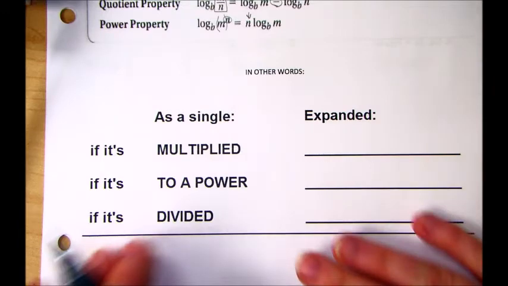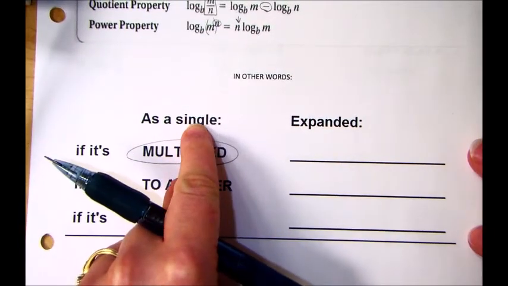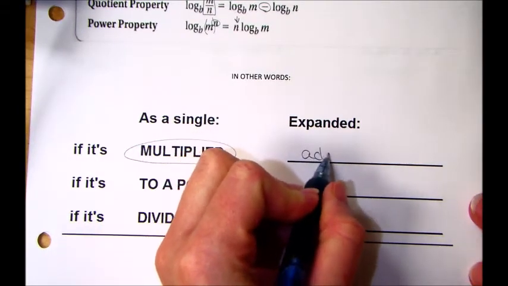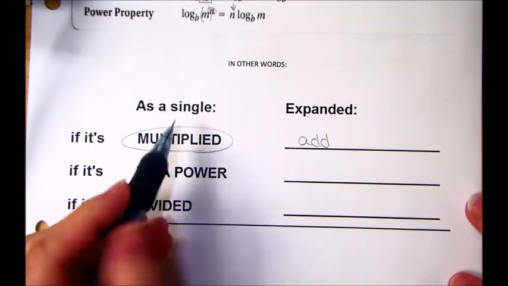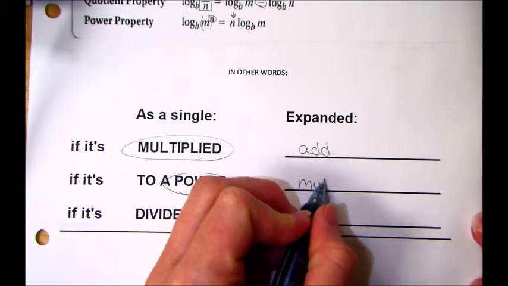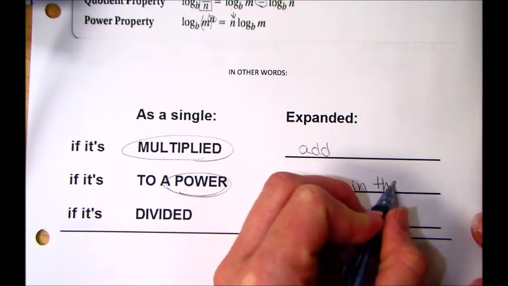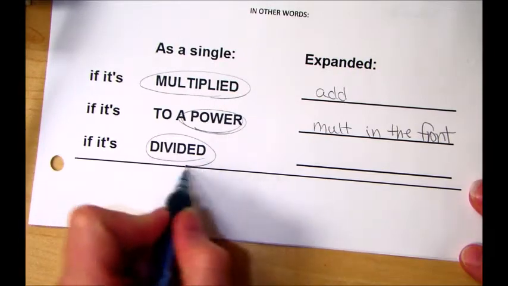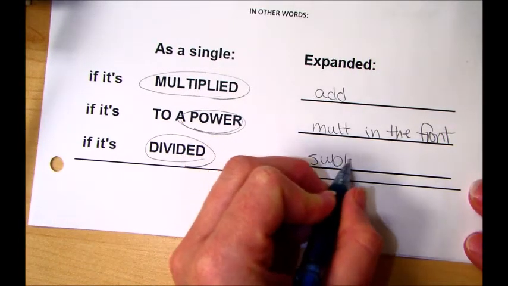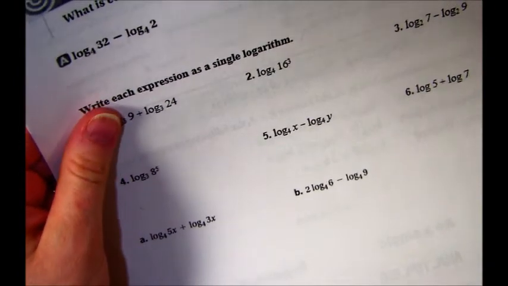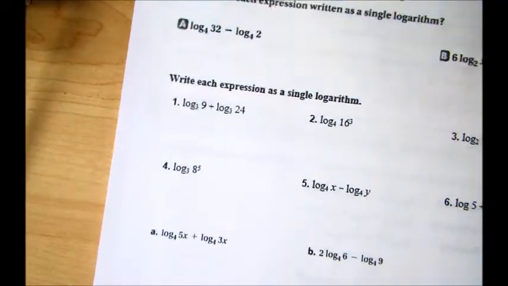So this is kind of it in a nutshell. If it's being multiplied in a single logarithm, when you expand it to multiple logarithms, you need to use addition. If you see a power inside your logarithm, you will expand it by changing it to multiplication in the front. If you see something being divided, you will change it to a subtraction problem of multiple logarithms. Let's go into it and see how you do. I have lots of examples, and hopefully you're listening to the notes and not just watching. Otherwise, it's really going to be very confusing.